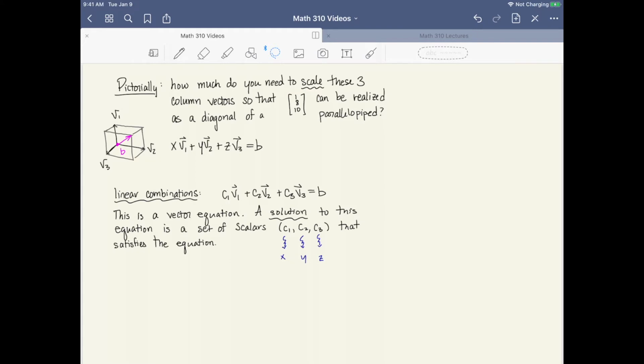So the column perspective is really quite different from the row perspective. We're trying to find the right linear combination. We're trying to find the scalars c1, c2, and c3 that solve a particular vector equation, c1v1 plus c2v2 plus c3v3 equal to some vector b. And it's those 3 scalars c1, c2, c3 that give us the solution x, y, and z.